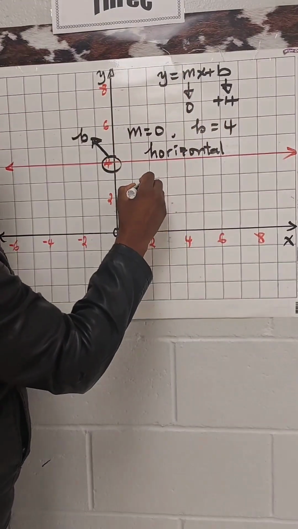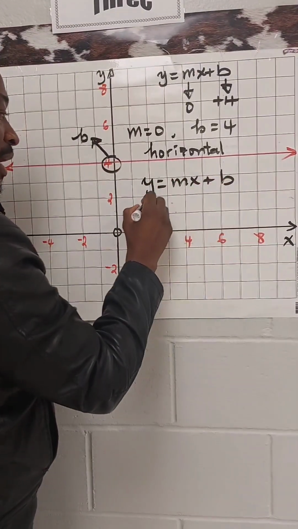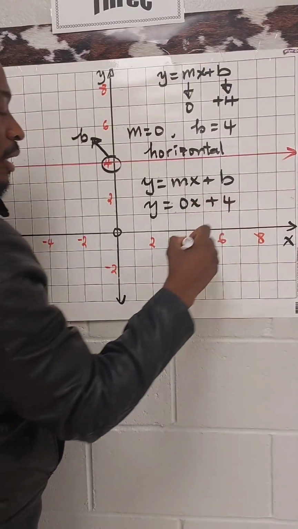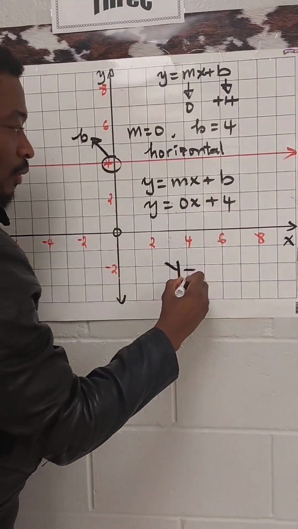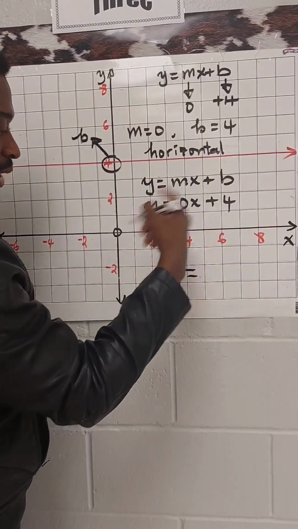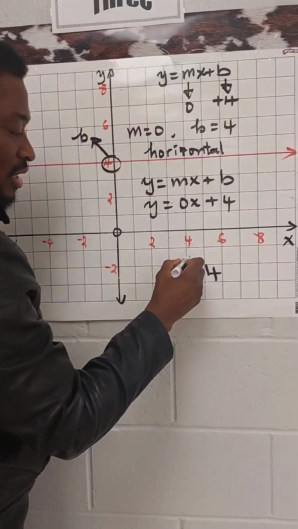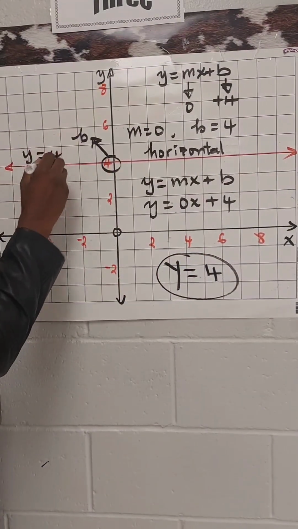So now let's write the equation in the form y equals mx plus b. Then we have y equals 0x plus 4. Therefore, the equation is y equals 0 times x is 0, so we can just forget about that. y equals 4. So this is the line y equals 4.